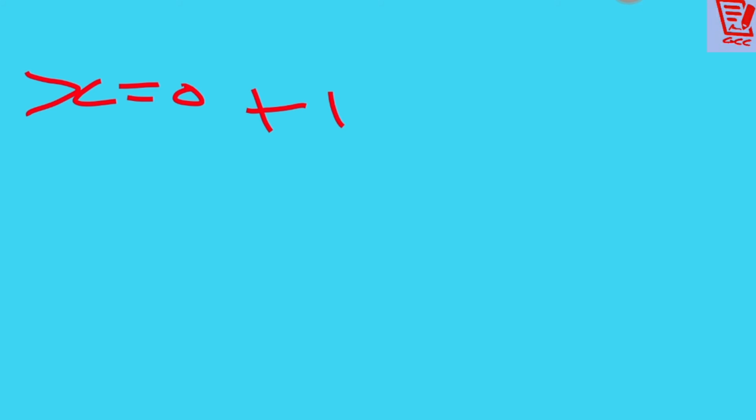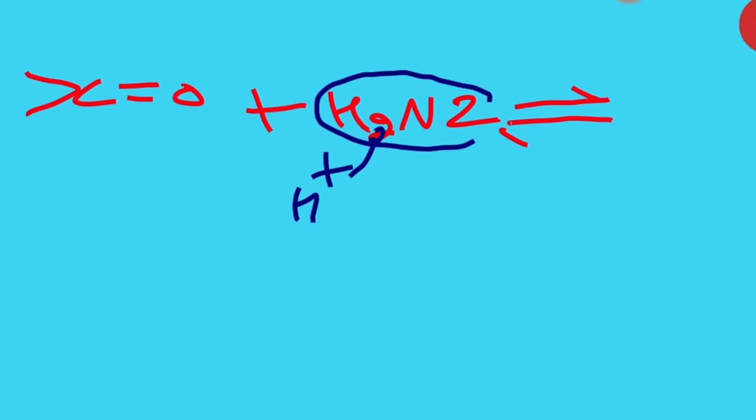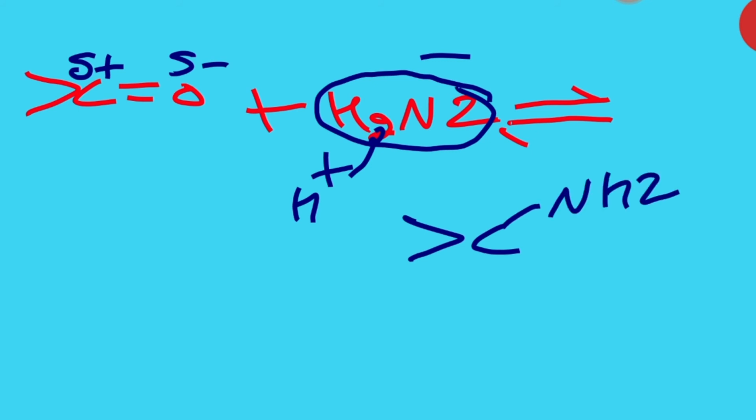Now I am writing one general reaction. Suppose this is a carbonyl compound, it can be an aldehyde or a ketone, and here I am writing NH2Z. Now what to do there: we can write this NH2Z as H positive and NHZ negative, then C is positive, O is negative, then here the product will be C(NHZ)(OH). Fine.